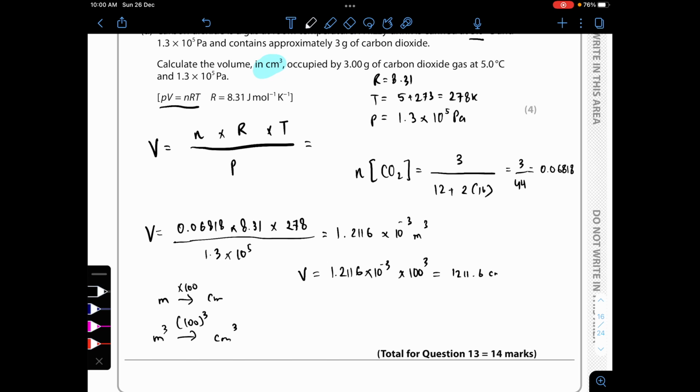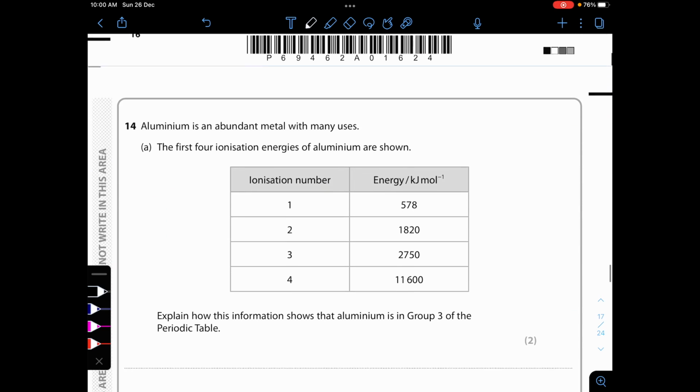Once we do that, we will get 1211.6 centimeter cubed. So we can just round it. V equals 1212, just round it to a whole figure, centimeter cubed. The accuracy doesn't matter as long as it's not one significant figure. I always recommend just do 3 or more, just to be precise. That is our answer for question number 13. Go on to question number 14.